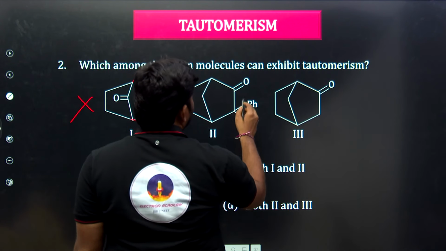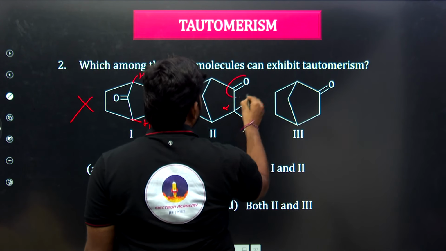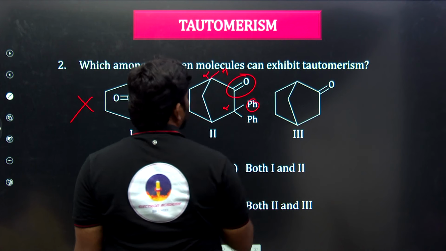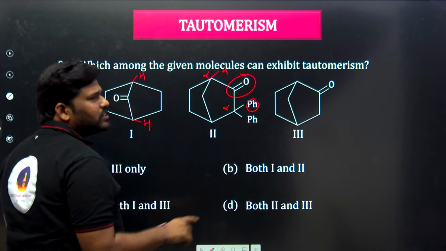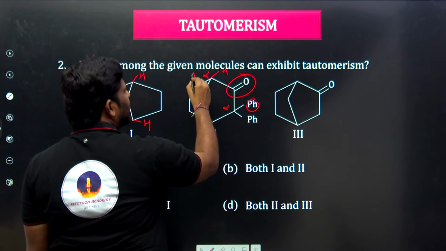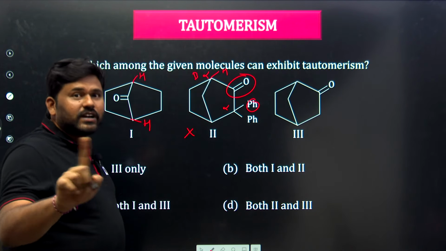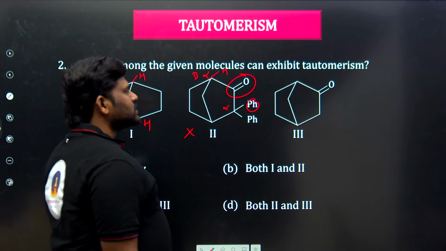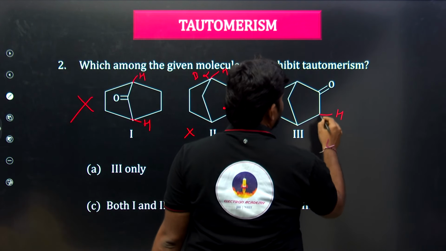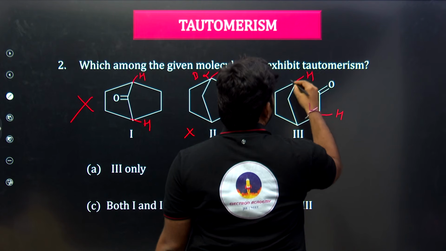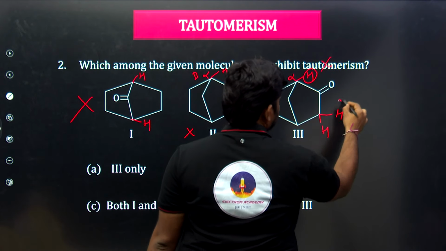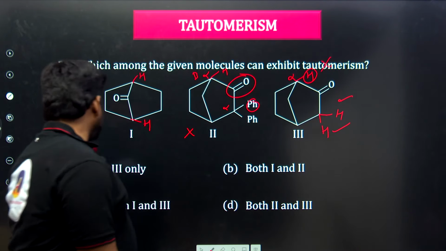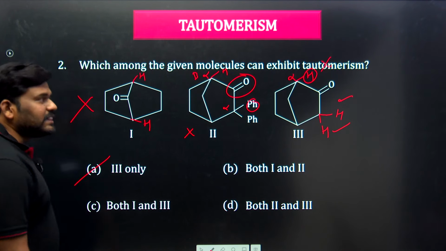Next one. Here this is an alpha, this is a functional group, this is an alpha hydrogen. So alpha we have, beta alpha we have. Here no alpha hydrogen. Here a bridged alpha hydrogen we have, it cannot be considered. Here also yes, two hydrogens we have, but one will be bridged, it cannot be considered, these two are considered. So only 3 will be the answer, only 3 exhibits it.